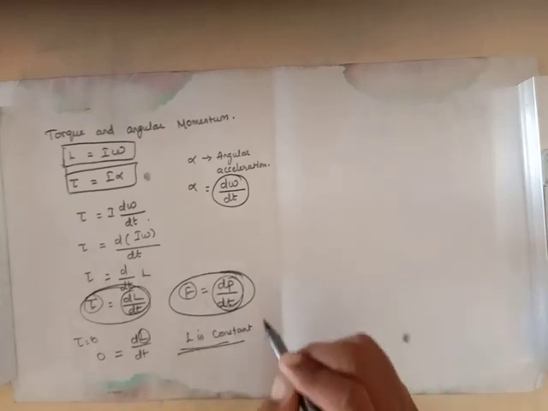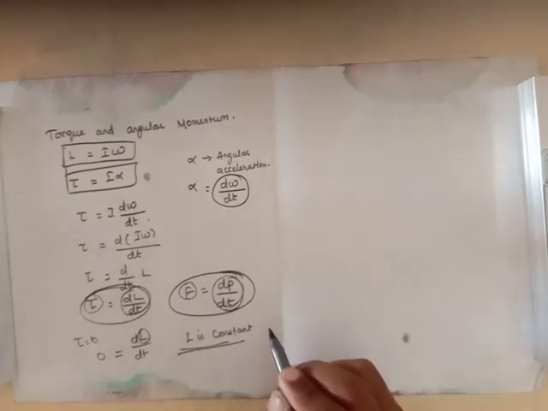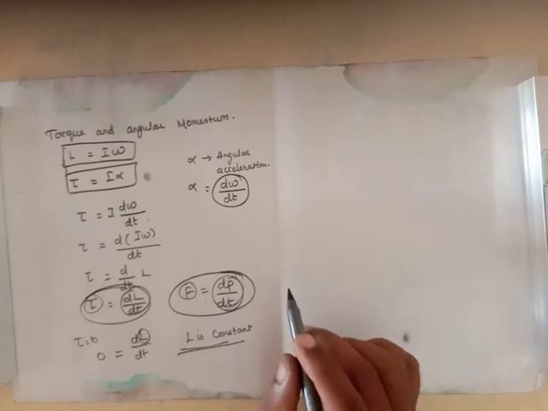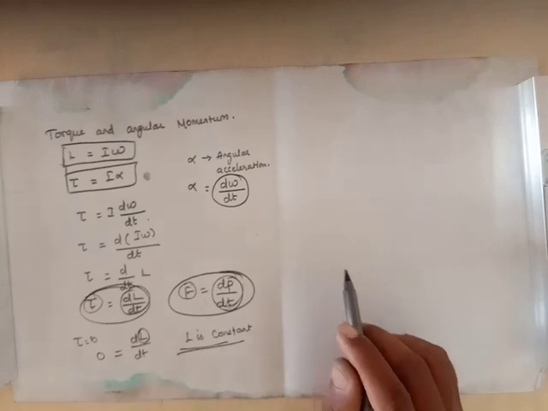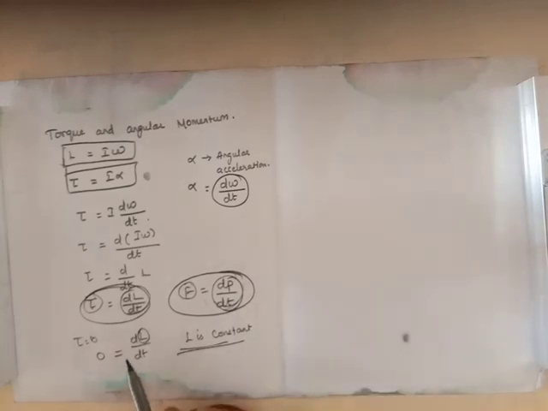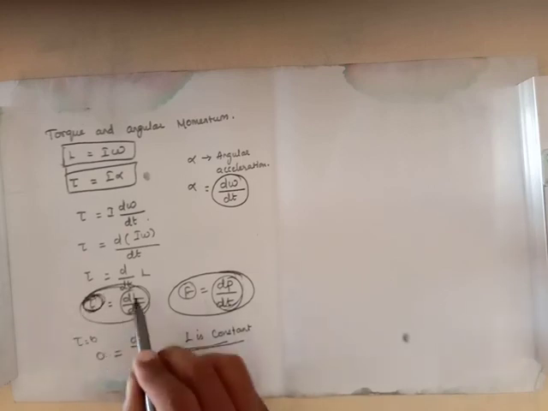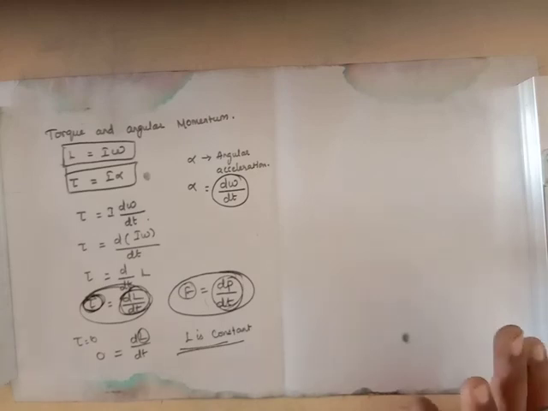So the angular momentum is conserved. This is the law of conservation of angular momentum. So from this concept, when tau is equal to 0, the external torque is 0, the angular momentum is constant, that is, conserved.